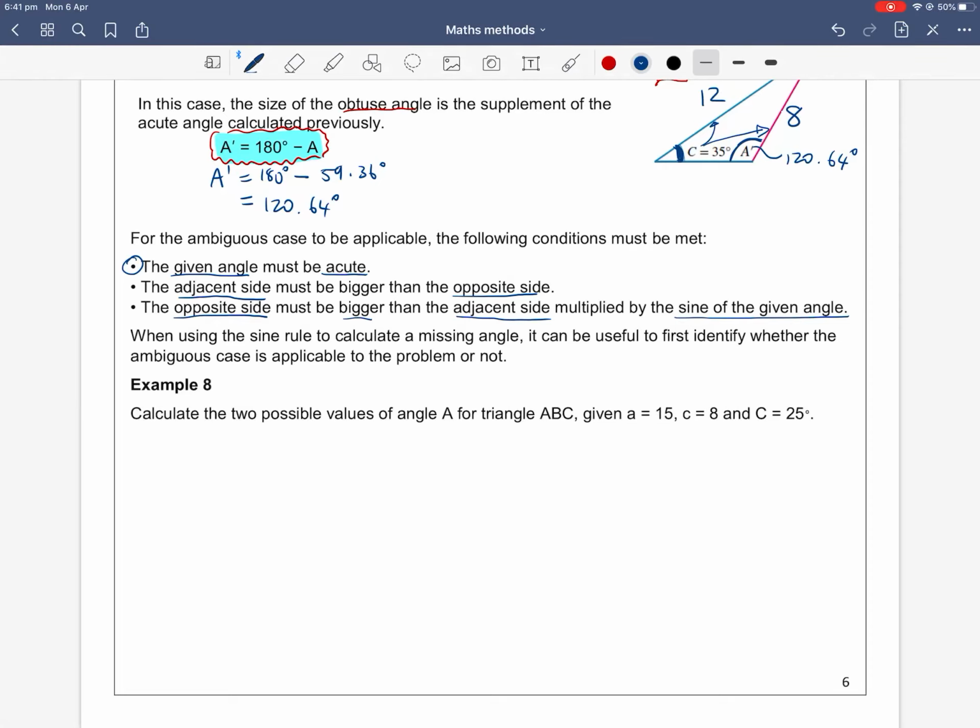So let's apply the ambiguous case to example 8 on page 6. Calculate the two possible values of angle A for the triangle ABC, given that we have side length A is 15, side length C is 8, and angle C is 25 degrees.